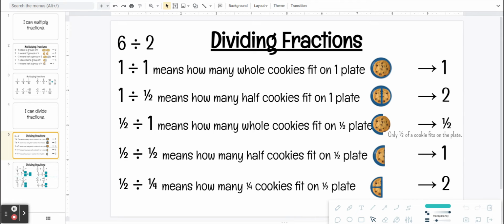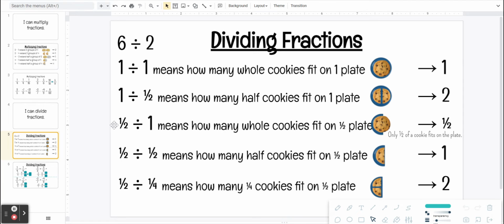Okay, so we're going to explore this using plates and cookies. So 1 divided by 1 means how many whole cookies would fit on one plate, or how many whole cookies would we need to take in order to eat one whole cookie? It would be 1. Let's say we want to eat one whole cookie, but the cookies are cut in half. How many half cookies would we need to take in order to eat one whole cookie? And the whole cookie is represented in this case by the plate. We would need to take 2 of those halves, 1, 2, in order to eat one whole cookie.